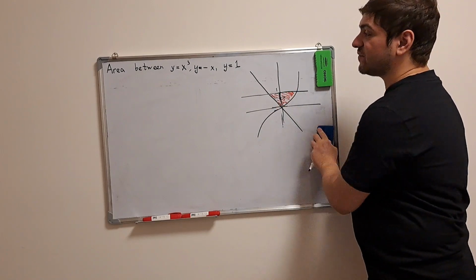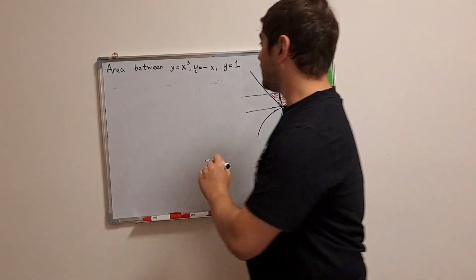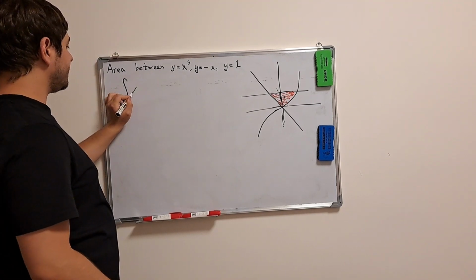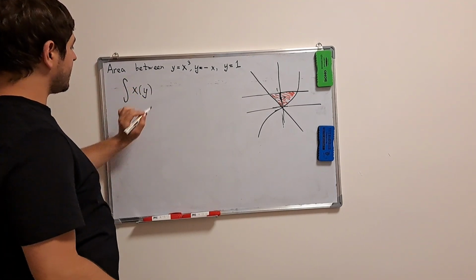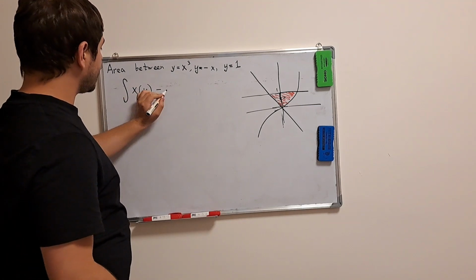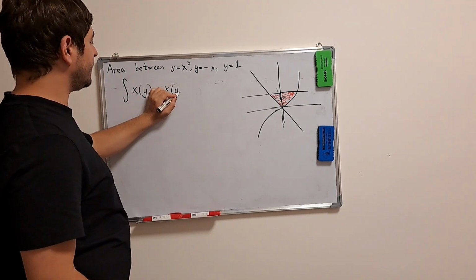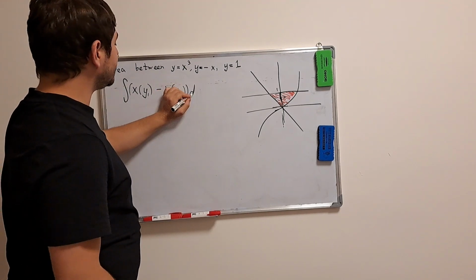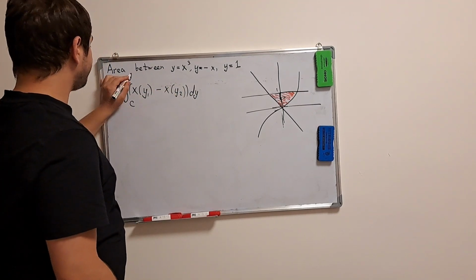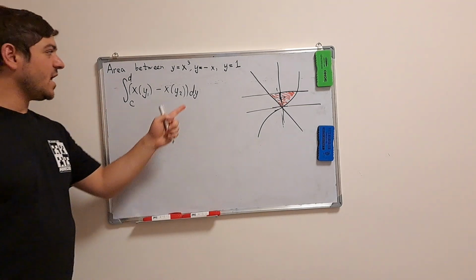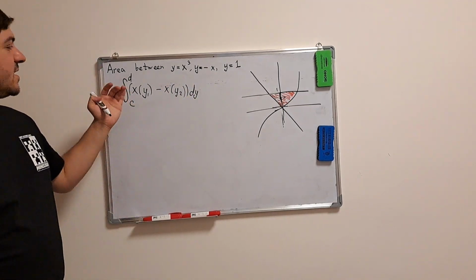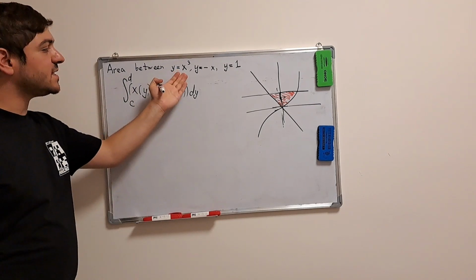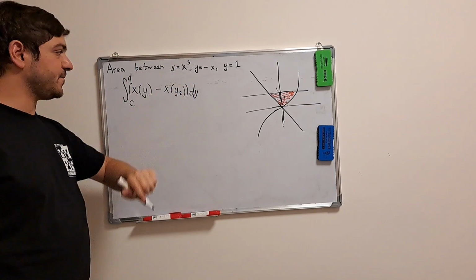Now, in order to integrate from left to right, we will need to have x of y1 and x of y2, and we'll be integrating this expression. Now, in order to get those two functions, we simply need to express x in terms of y.